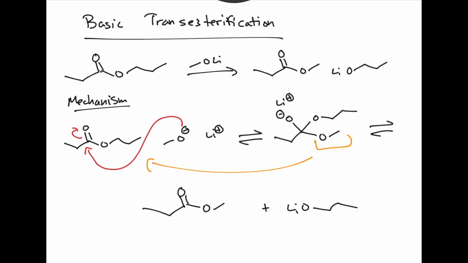So since this reaction is in equilibrium, we need to use an excess of the alkoxide that we want to add to make sure that our tetrahedral intermediate pushes out the right group. So when we have an excess of our alkoxide, that's going to make it so it favors pushing out the oxygen group that was already on the ester when we started.